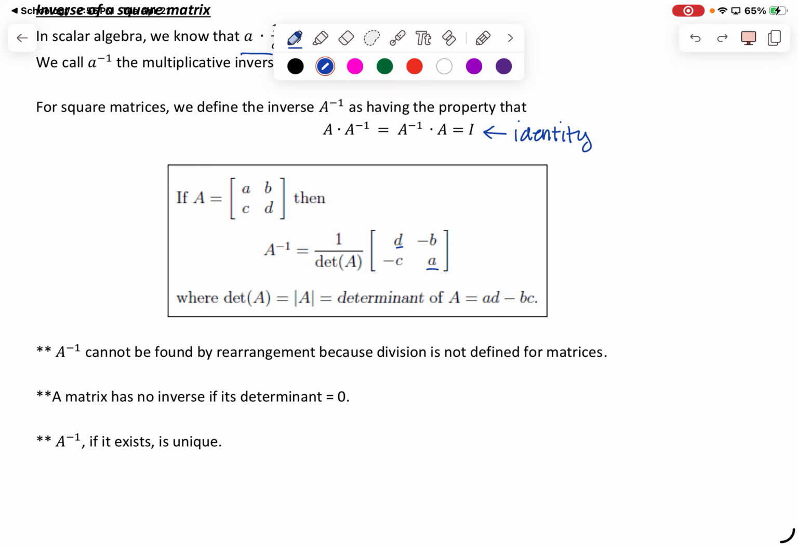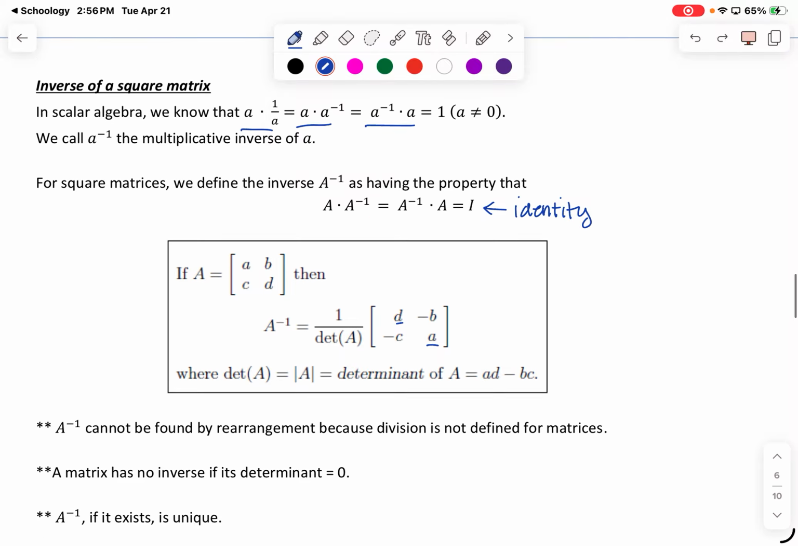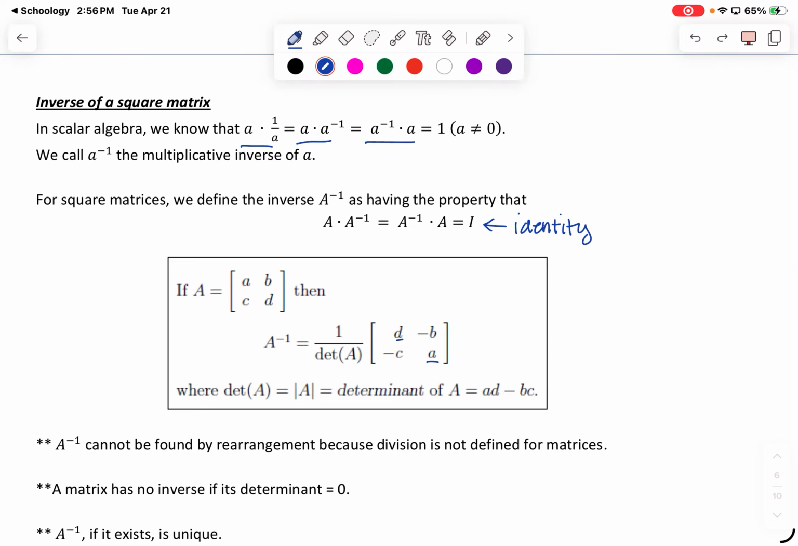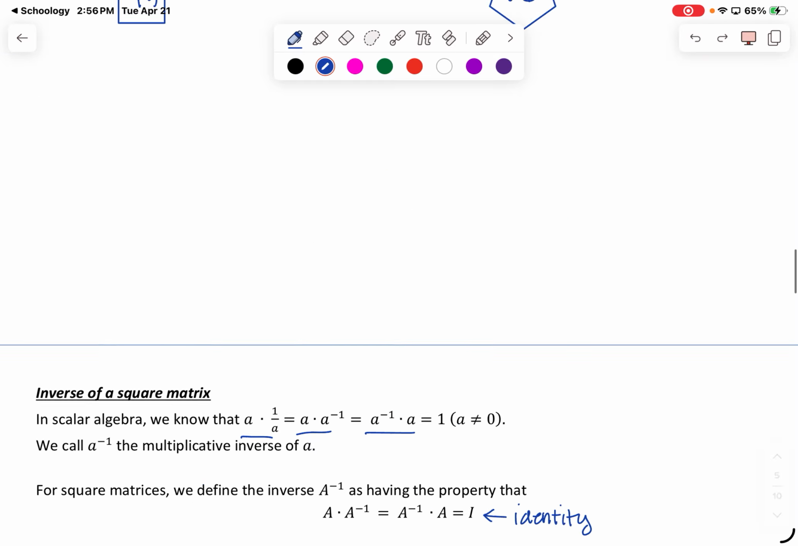A inverse cannot be found by rearrangement because division is not defined for matrices. And then a matrix has no inverse if the determinant is 0. So if you got the determinant as 0, you can't distribute undefined, right? And then if A inverse does exist, it's unique. It's the only inverse that exists. That's not the inverse to anything else.